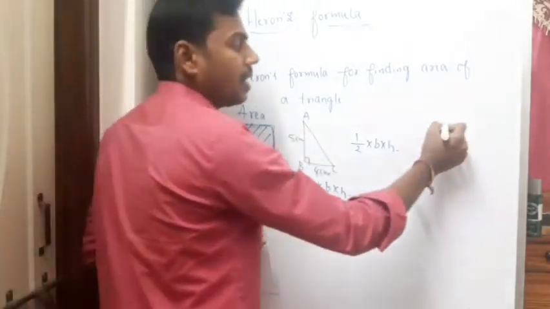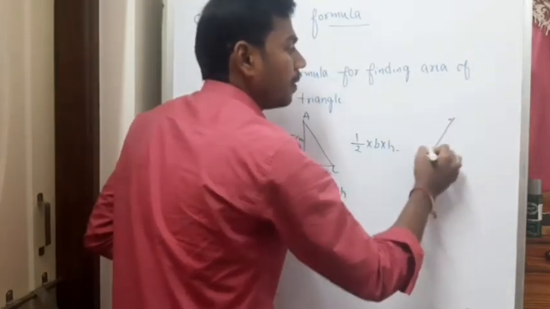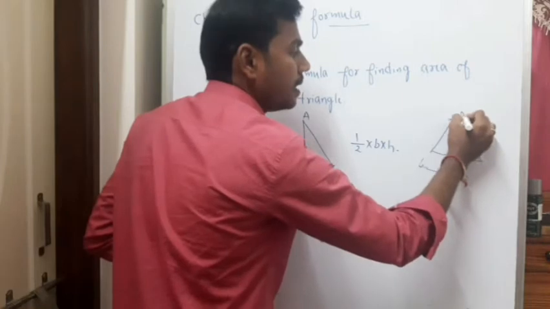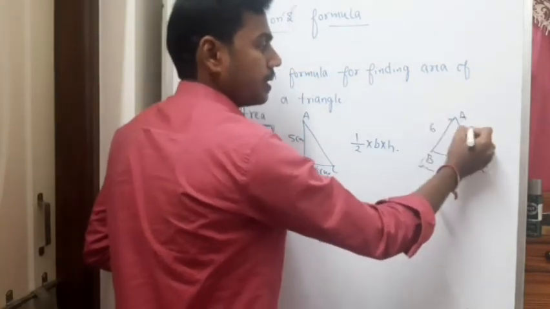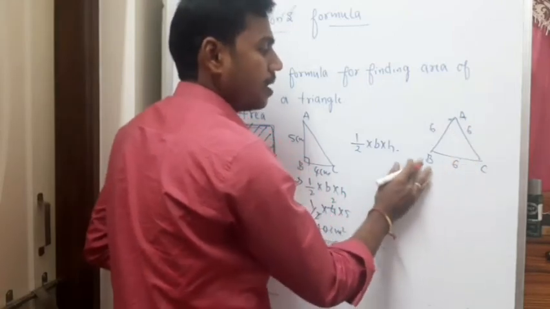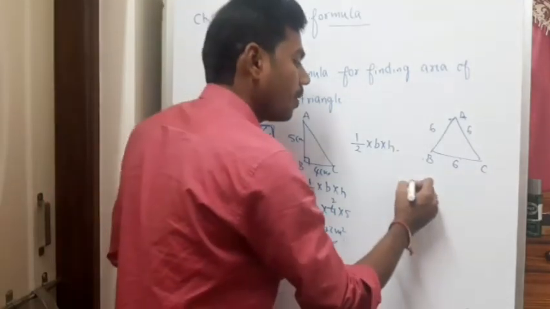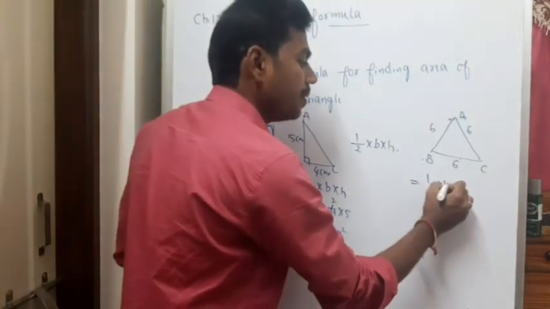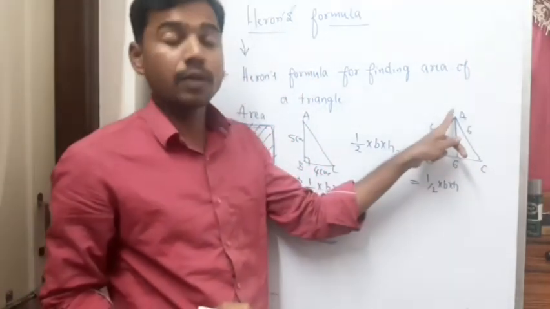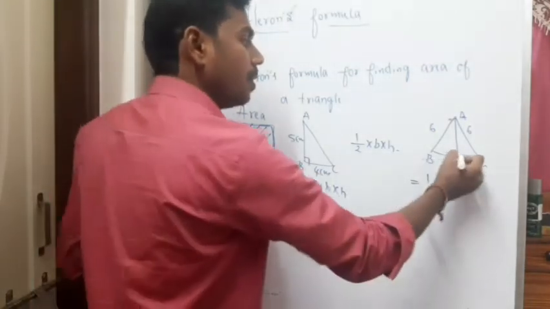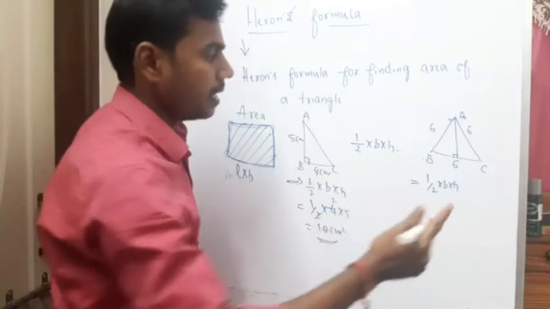In case of an equilateral triangle, how are you going to find it? If ABC is an equilateral triangle with sides 6, 6, 6, all sides equal, we call it an equilateral triangle. To apply half into base into height, we draw a perpendicular from one of the vertices. This perpendicular will divide the opposite side into two equal parts. Then it will become 3.